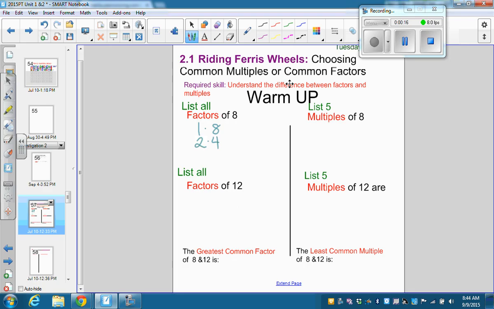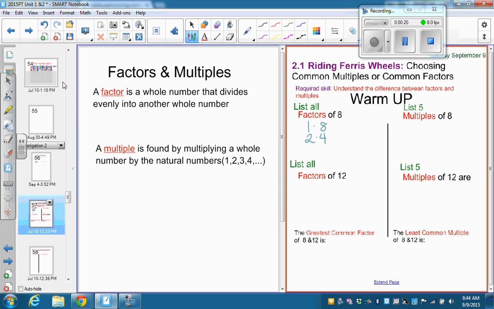So multiples of 8. If you notice the page before, a multiple is found by multiplying a whole number. So the whole number we're talking about is 8 by the natural numbers, and you can go in order. So what would your multiples of 8 be? 1 times 8, so 8. 16. 24. 32. 40.